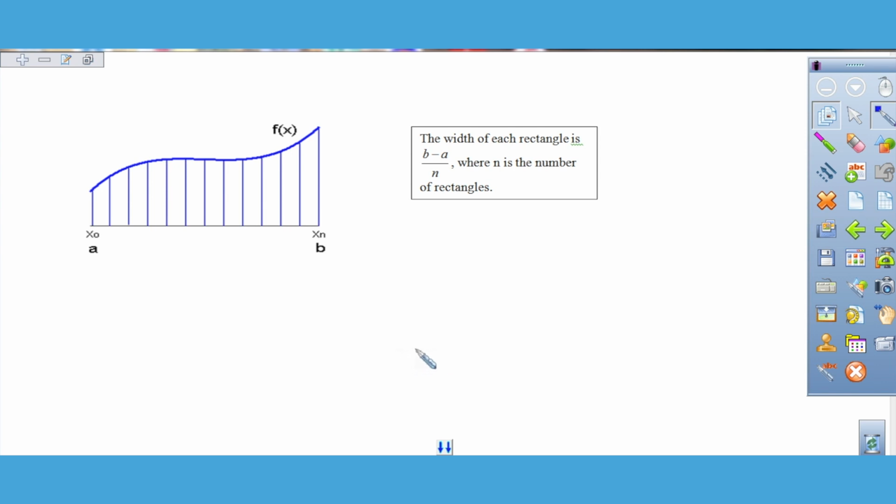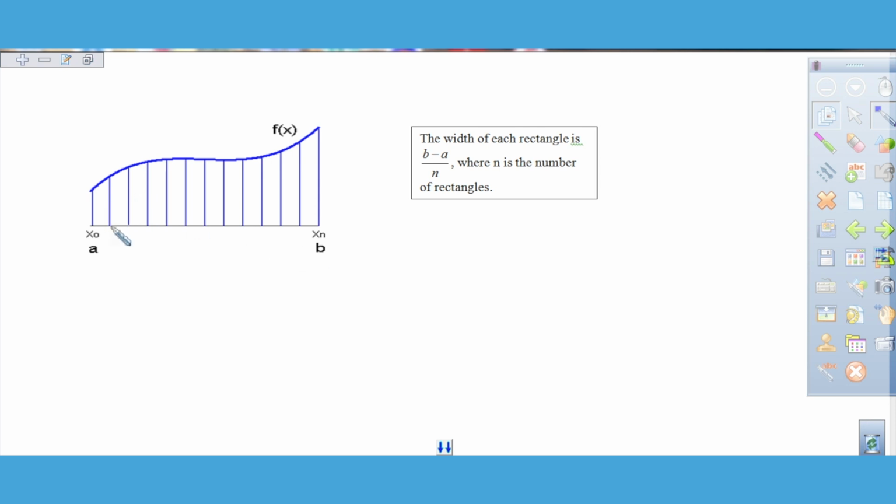So let's go through and look at this. Here is my favorite curve, just a little squiggly. And each of these are evenly spaced out, so the width of each rectangle would be b minus a over n. Because the distance would be b minus a, and this is the nth rectangle. So each distance would be b minus a over n.